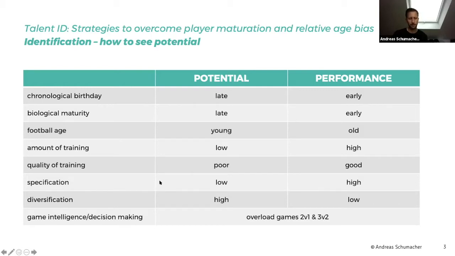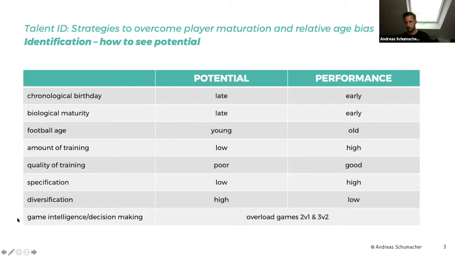And the same one is about the specialization. So if that guy has only been trained in soccer and is kind of like a specialist in soccer already by the age of 9, 10, 11, or 12, the performance might be high, but the potential might be low. And the other way around, about the diversification of the sports, if a kid has done not only soccer, maybe he is doing fighting or gymnastics or dancing or whatever, or playing basketball or skiing, and he has a high score on that, that might be an indicator for a higher potential than the other way around.